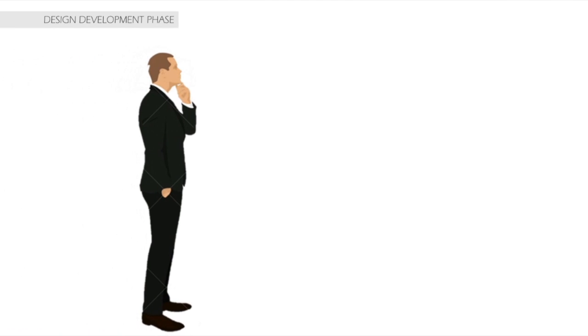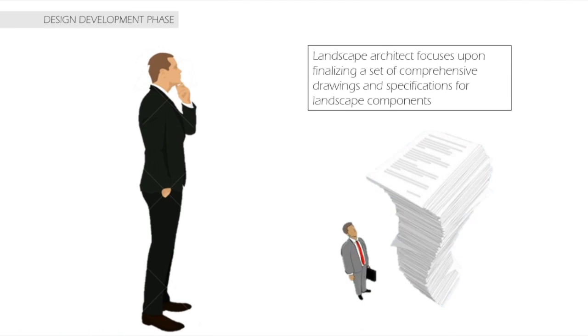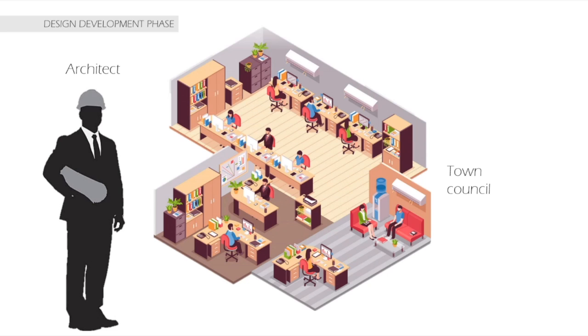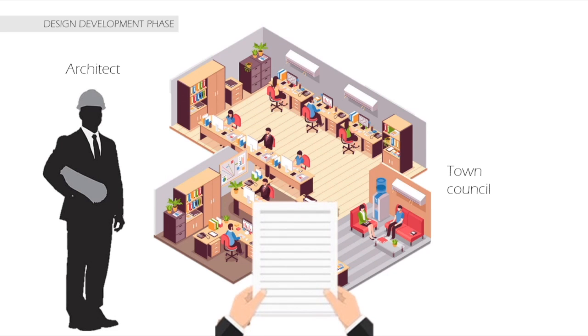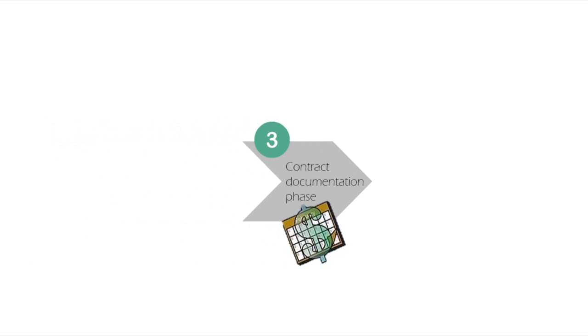Then, the landscape architect will focus upon finalizing a set of comprehensive drawings and specifications for the landscape components. Lastly, the architect will submit the building plan to the town council, which is MPPJ, for approval. After obtaining the building plan approval, we will go into the contract documentation phase.